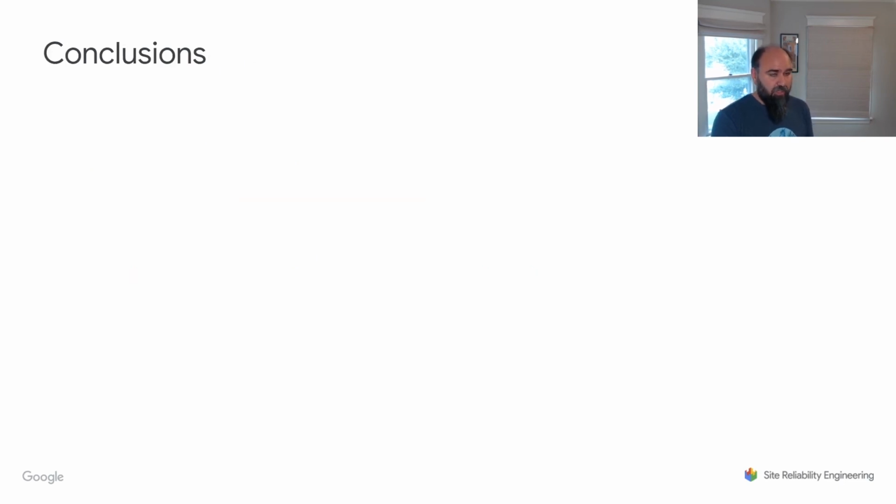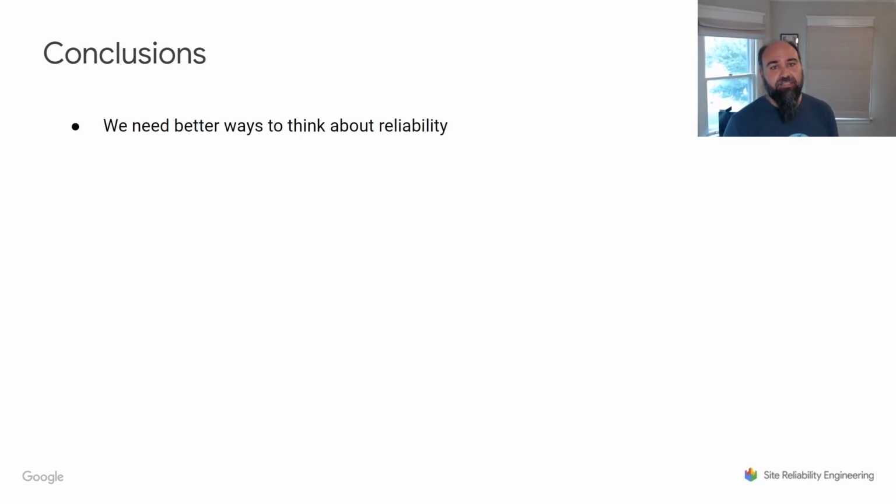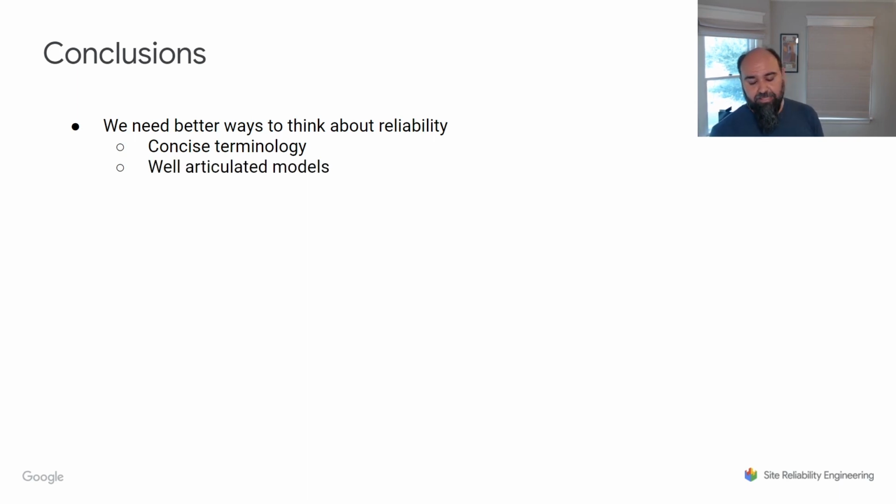Okay, so in conclusion, I think we need better ways to think about reliability. I presented one model here. I'm not saying that that's the way to do it, but I think this is going to come about through a couple of things. We need concise terminology. We need to be very specific about what it is we're talking about. We need to agree on these definitions. I don't think that we need a standards expedition here, but I do think that we need to get very precise in what it is we're talking about. And I think we need well-articulated models.